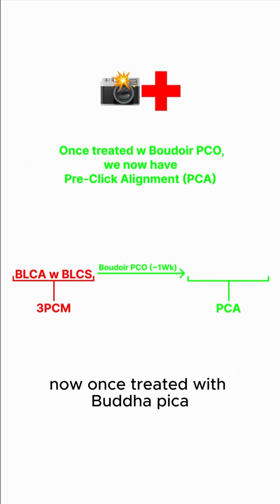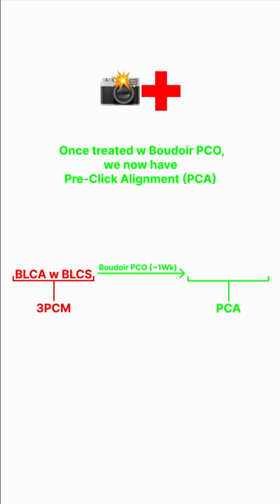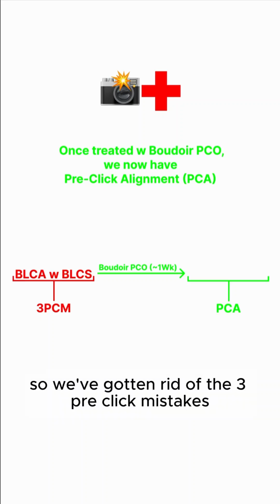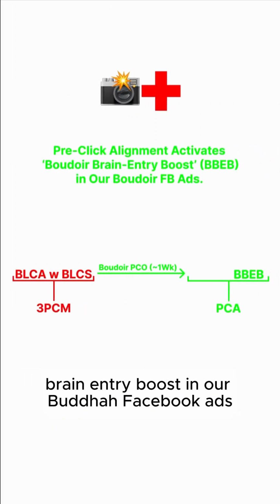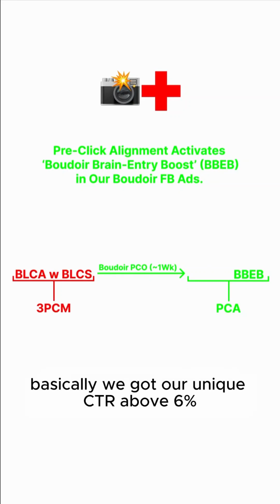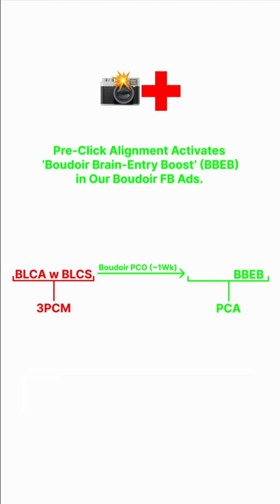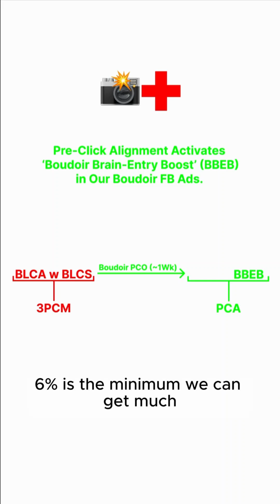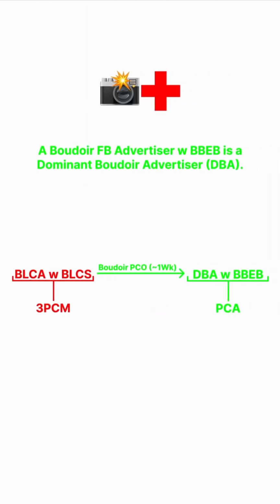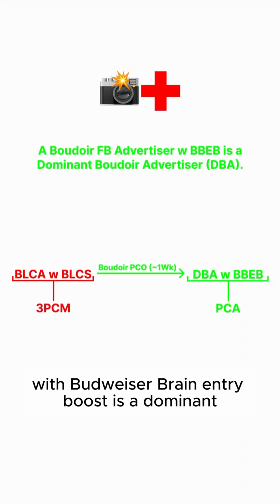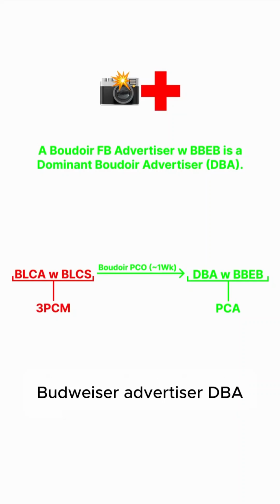Now, once treated with Boudoir Pico, we now have pre-click alignment, PCA. So we've gotten rid of the 3 pre-click mistakes. And pre-click alignment activates Boudoir brain entry boost in our Boudoir Facebook ads. Basically, we got our unique CTR above 6%. That's literally the minimum. We can get higher than that, but we need 6% as a minimum. And a Boudoir Facebook advertiser with Boudoir brain entry boost is a dominant Boudoir advertiser, DBA.